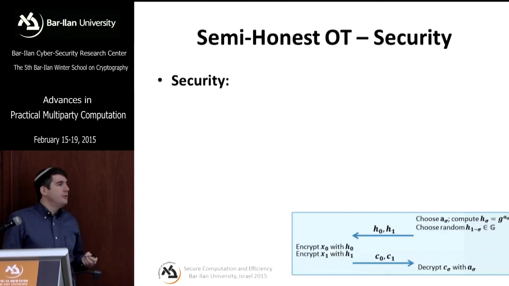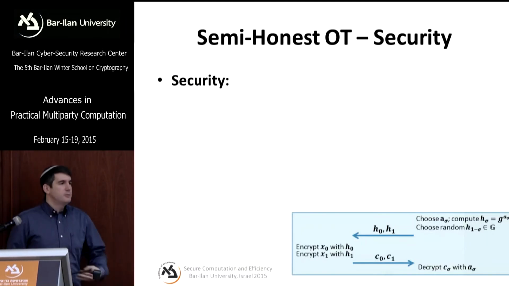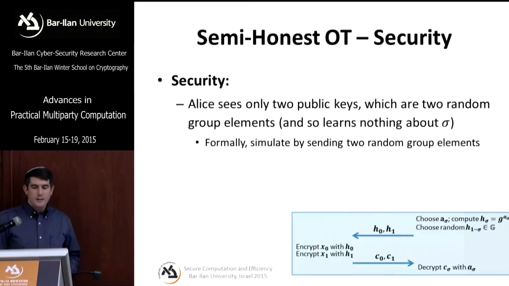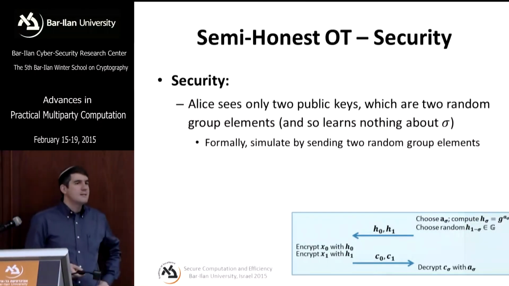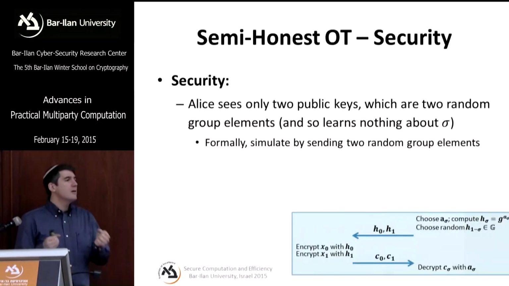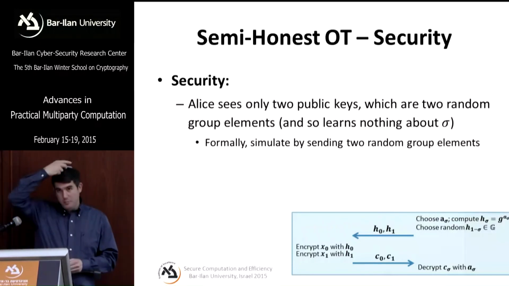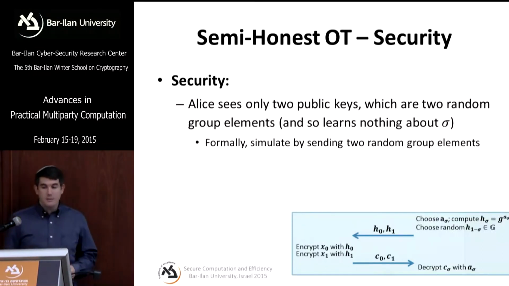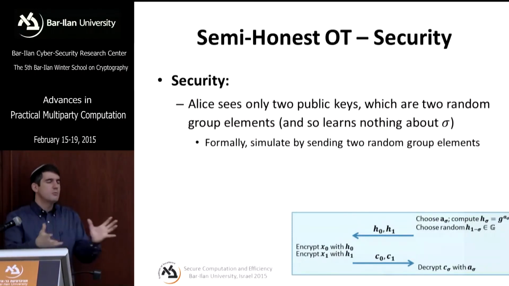How do I prove security? Because it's a school, we want to construct these things ourselves afterwards, so we're going to have to know how to prove security. Alice sees two public keys. That's all she sees. One of them, Bob knows the private key for, and the other one he doesn't. But Alice has no idea, and we can easily simulate by just writing two random group elements.